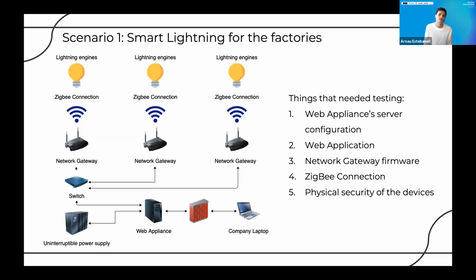So the first thing that we needed to understand was what needed testing. In this case, it is pretty clear. We had the web appliance server configuration, an Ubuntu machine, a really updated one. We had the web application, the different gateways, the Zigbee connection per se, and the lighting panels and the physical security of those panels. When there is a gateway, usually the logic of the application sits in the gateway, and the Zigbee lighting panel or the end IoT device doesn't have much intelligence, and all the magic, to say it in some way, happens on the gateway.